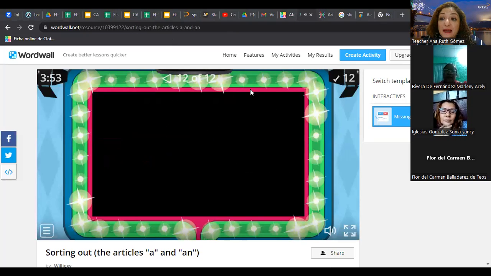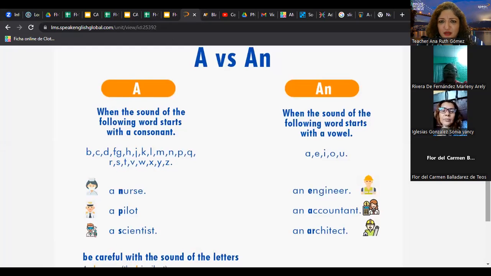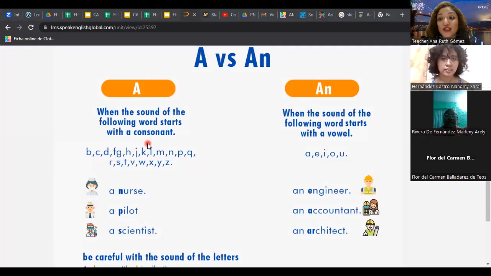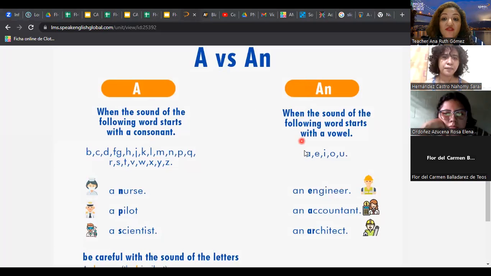Well, so, en la plataforma usted tiene esa información, right? You have that information. So, you have a versus an. Okay. So, a is when the words start with a consonant. And what about an? A vowel. Vowel is vocal in Spanish. All right, very good.